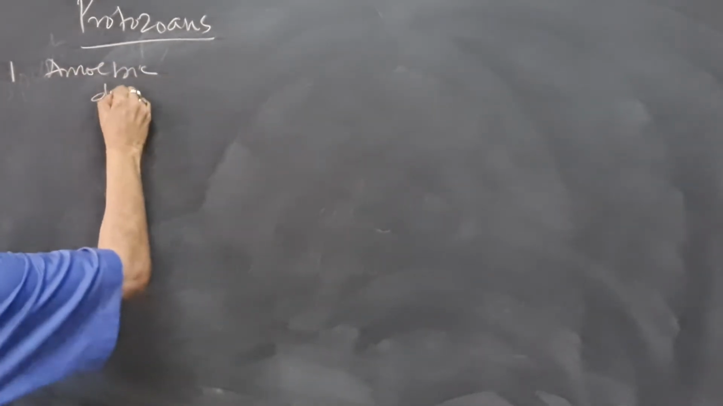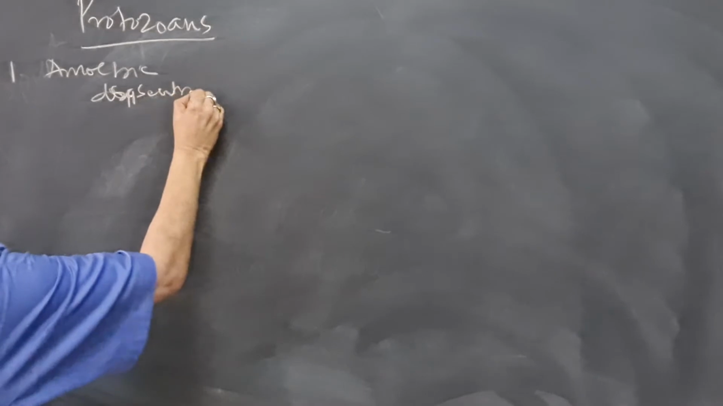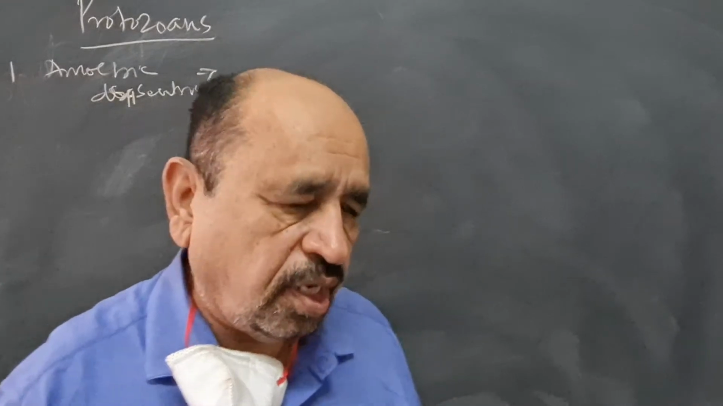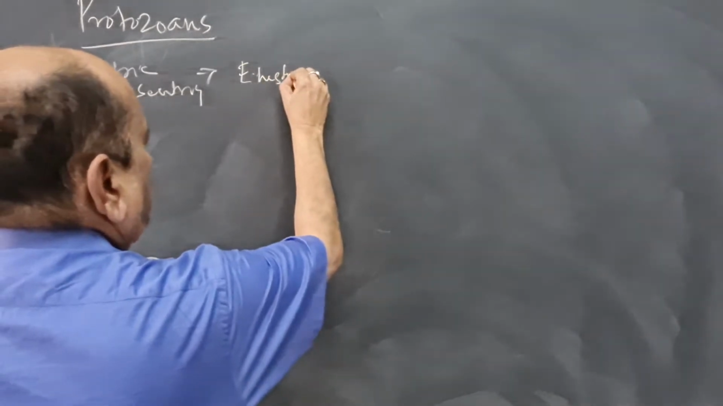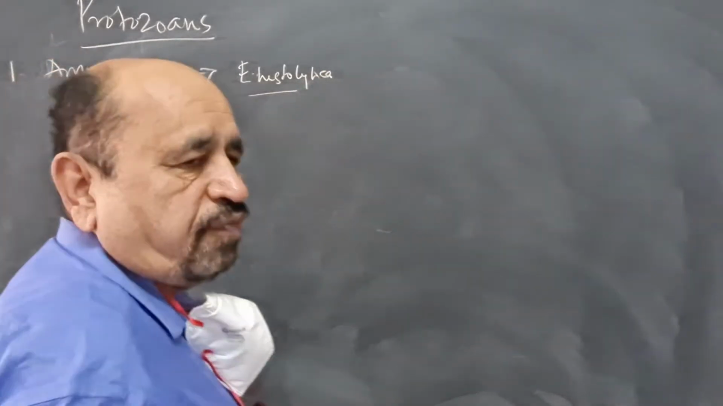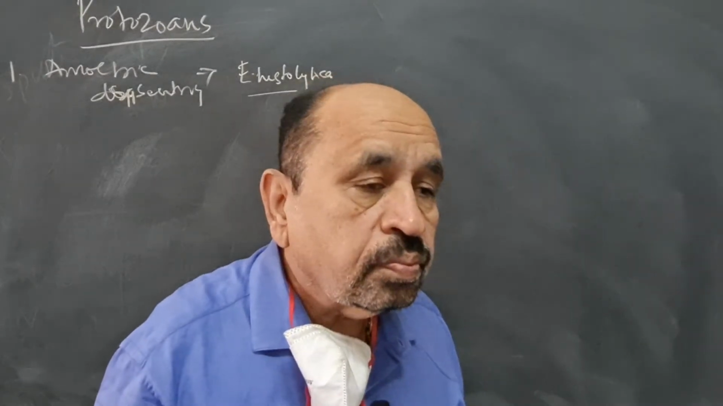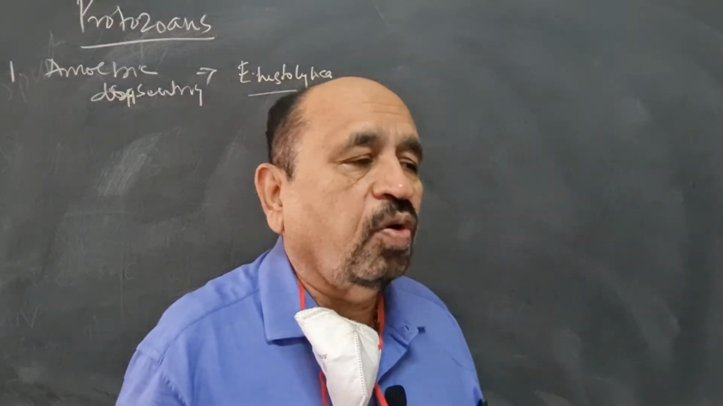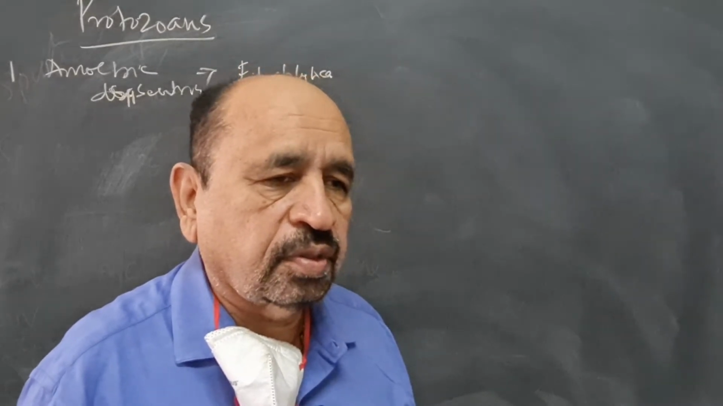Amoebic dysentery is caused by which organism? Entamoeba histolytica. Very good. How does man get infected? Through food and water containing what?